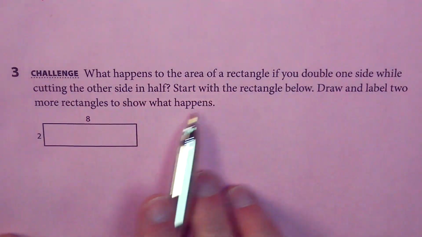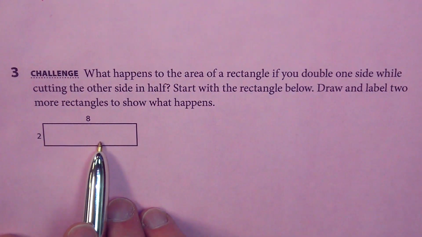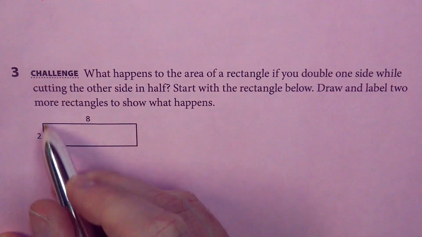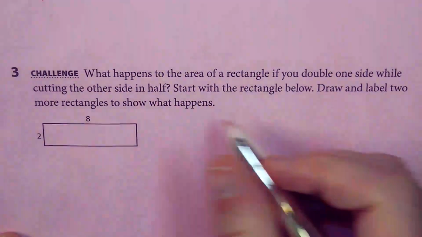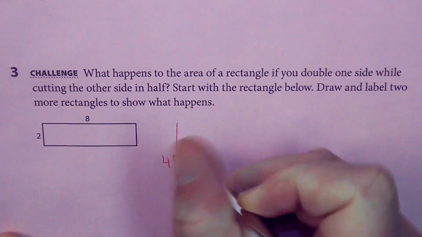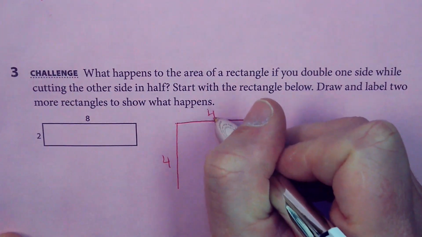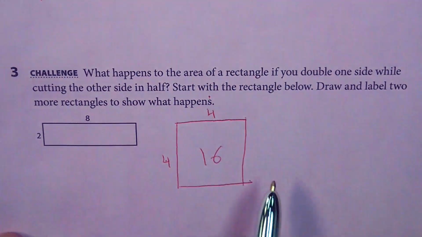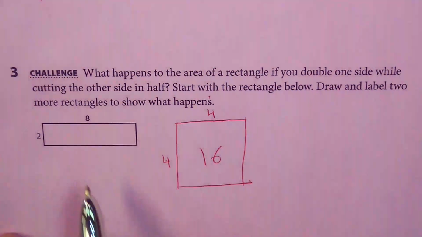What happens to the area of a rectangle if you double one side while cutting the other side in half? Oh, goodness. So double one side. So maybe I double the 2 and make it a 4. But I'm going to cut the other one in half. So I end up with 4 times 4. That's 16. Wow. 8 times 2 is 16, so it has the same area.